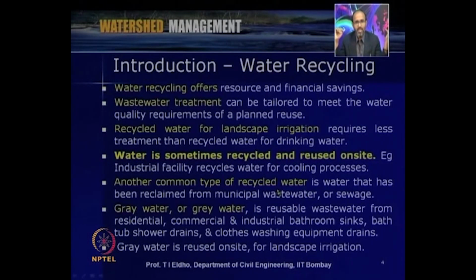As far as municipal wastewater is concerned, the wastewater is collected from various sources, and it will be a totally heterogeneous type of wastewater. Again, that also we can give some treatment and then reuse. Grey water is a reusable wastewater from residential, commercial and industrial bathrooms, sinks, bathtubs, shower drains, clothes washing equipment drains, etc. When we deal with municipal wastewater, it will be a mix of many of these things, and we have to give appropriate treatments before we reuse it for the intended purposes. Grey water is reused on site, for example, for landscape irrigation.